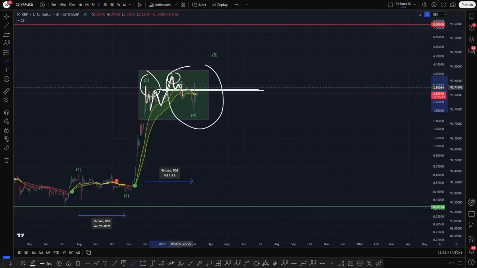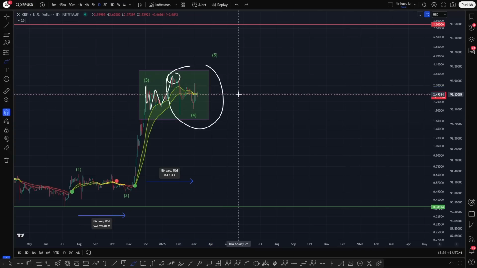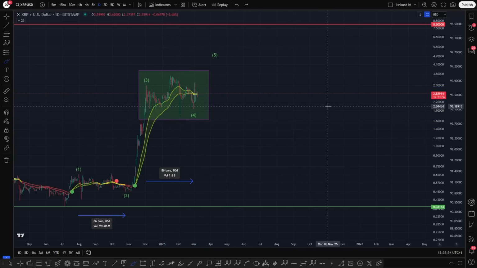This pullback, looking for the 4 for continuation of a 5, was invalidated by losing the $2.50 level, and this is a level I gave you. If we do start to lose that, I'm putting some bids down here on the 20-week EMA for the big boy bounce, and that's exactly what we've got.